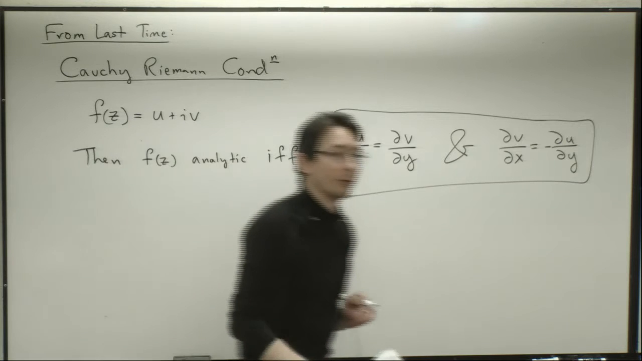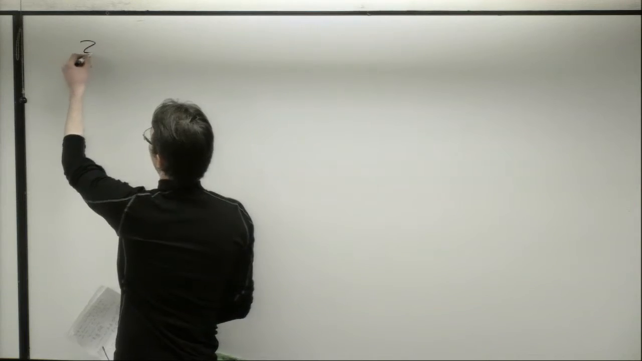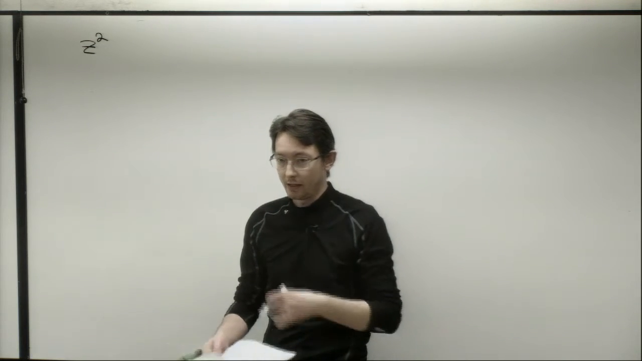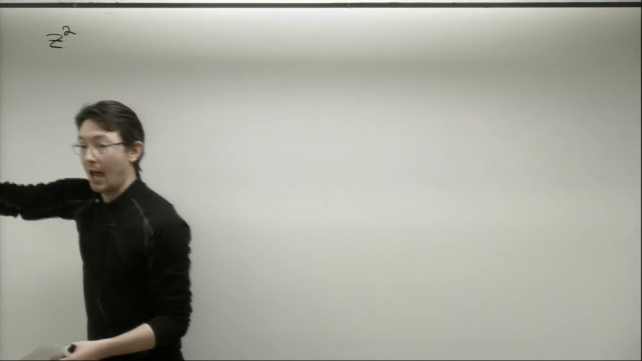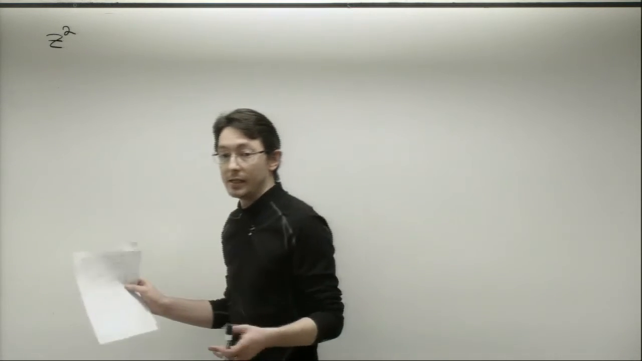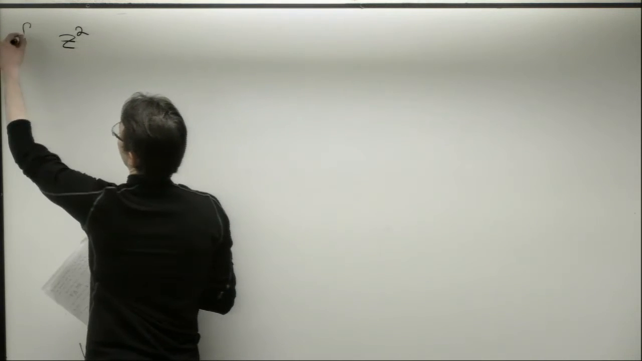So why don't we just do a couple of quick, easy examples. So I told you that all polynomials are analytic, right? Polynomials are analytic, sine and cosine are analytic, e to the z is analytic. Anything that has a convergent Taylor series expansion is analytic. And anything that's analytic has a convergent Taylor series expansion. That's very, very important. Let's just take this simple function z squared. So how do I get u and v for this function?